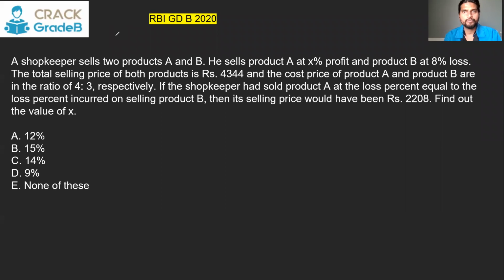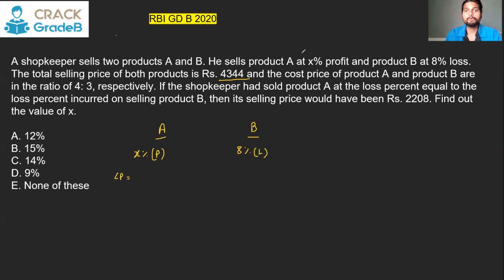Okay, let's see this again. Shopkeeper sells two products A and B. He sells product A at X% profit and product B at 8% loss. If the total selling price of both the products is 4344 and cost price of product A and product B are in the ratio 4:3. So you can say A and B, there are two articles. A sold at X% profit, B sold at 8% loss. And the combined selling price is said 4344. Their cost prices are in the ratio 4:3.